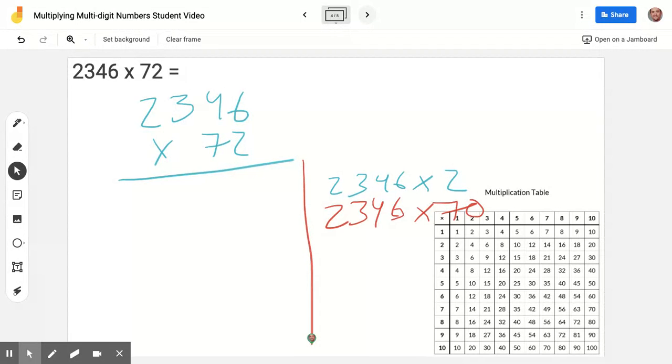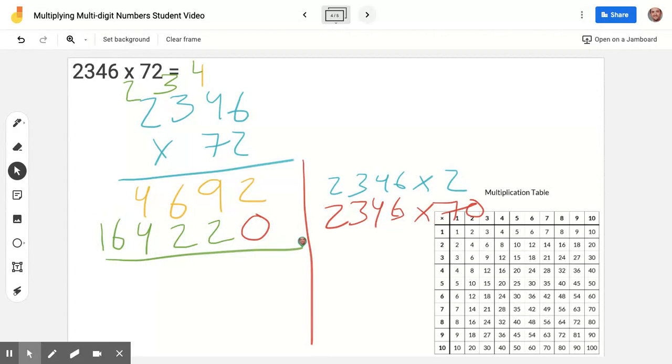All right, here we go. 2 times 6 is 12. Carry the 1. 2 times 4 is 8, plus 1 is 9. 2 times 3 is 6. 2 times 2 is 4. Next one, put that 0 there. Very important because that 7 is not 7, it's 70. 7 times 6 is 42. Carry the 4. 7 times 4 is 28, plus 4 is 32. 7 times 3, 21 plus 3 is 24. 7 times 2 is 14, plus 2 is 16.